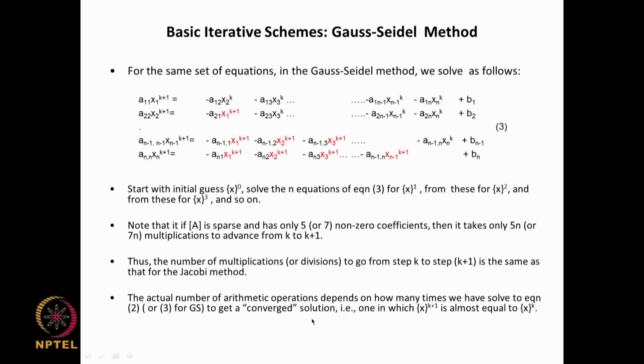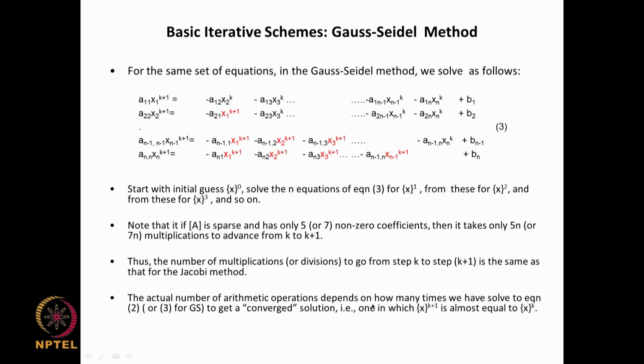Okay. So this is, as pointed out earlier, we need 5n or 7n arithmetic operations, multiplications or divisions, to go from step k to k plus 1. That is only one step. How many steps are needed to get a converged solution?